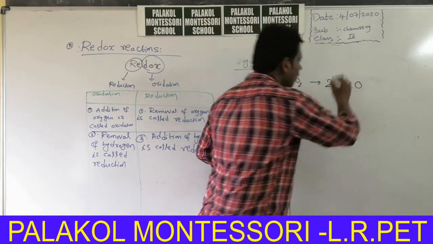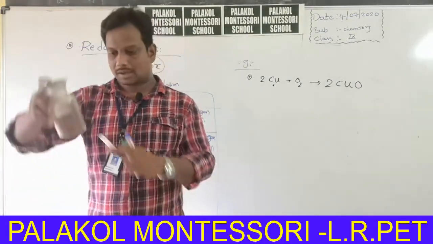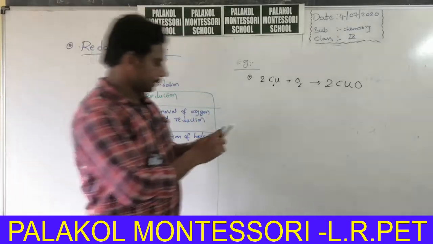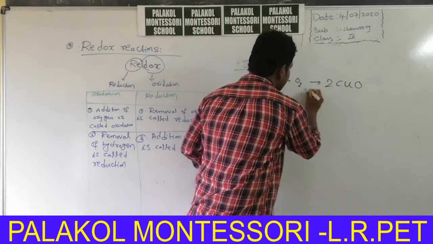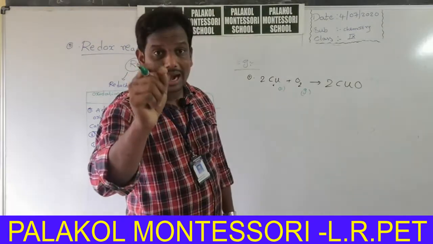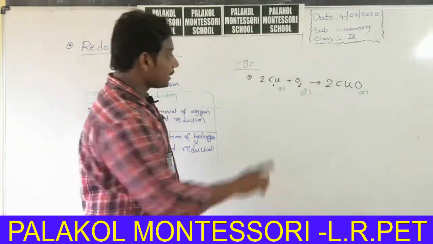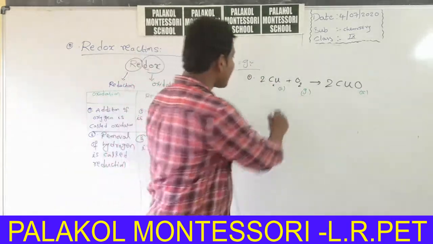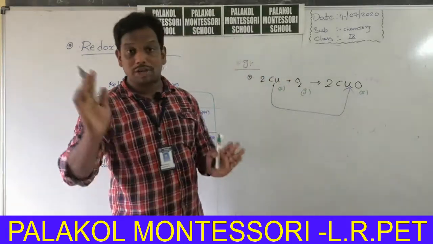This equation is also balanced. Copper, what is the state of this substance? Solid state. Oxygen is present in gaseous state. The formed substance is a black colored powder, so it is also a solid state substance. Observe here, does addition of oxygen take place or not? Only copper is there on the left hand side. On the right hand side, Cu plus O2 gives CuO.